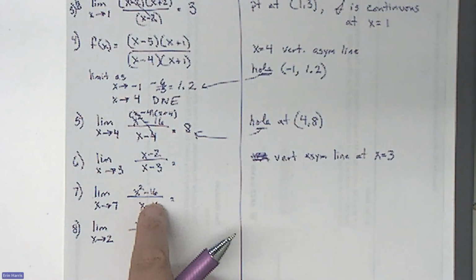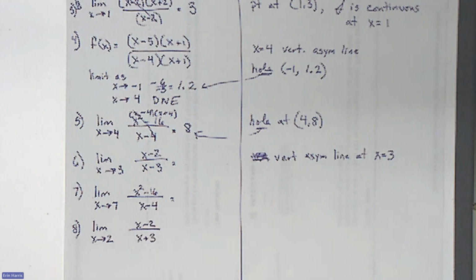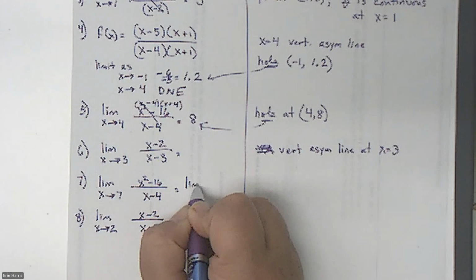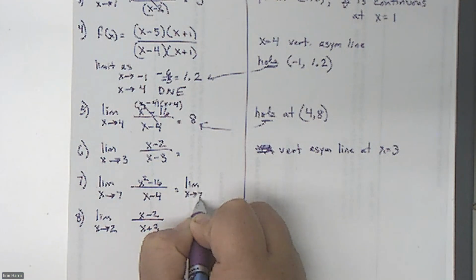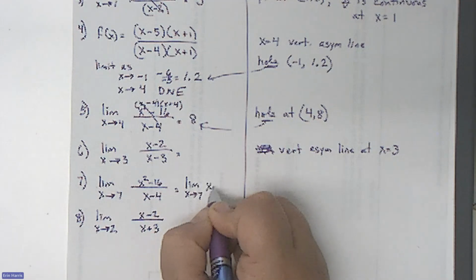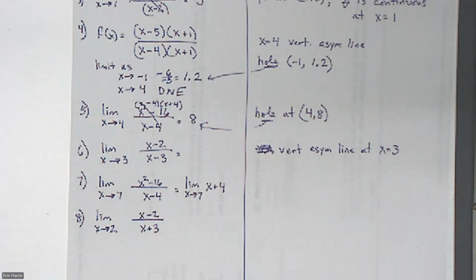Okay, so remember, if I can simplify it, I can use the simplified version. So I can divide those x minus 4s to 1, and say, well, this is just the same as that.